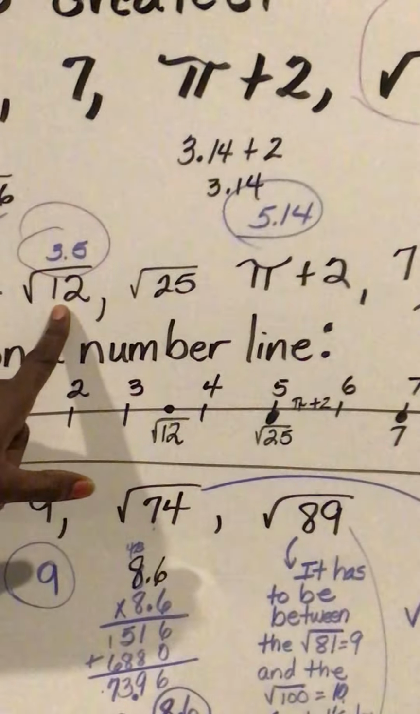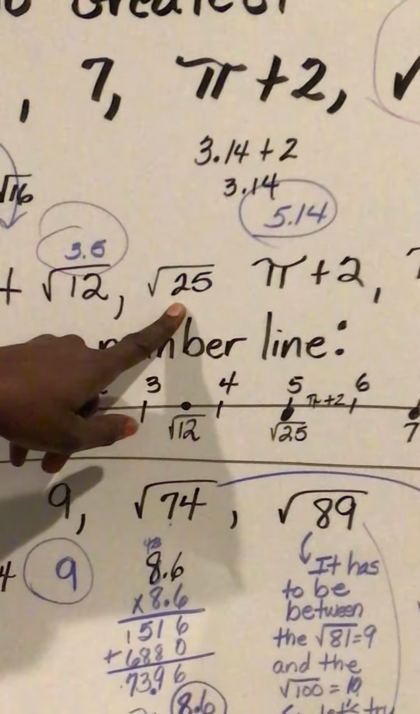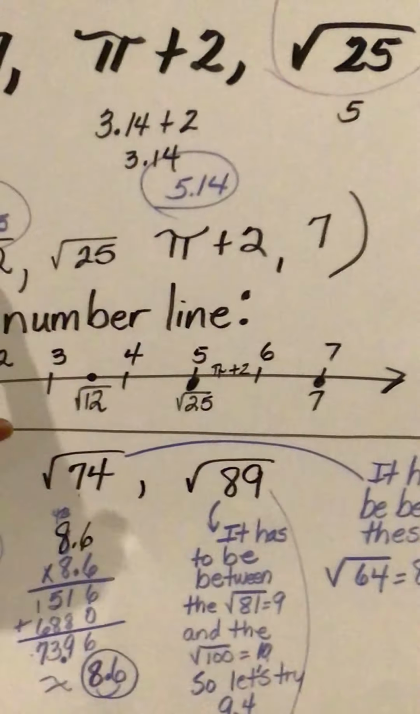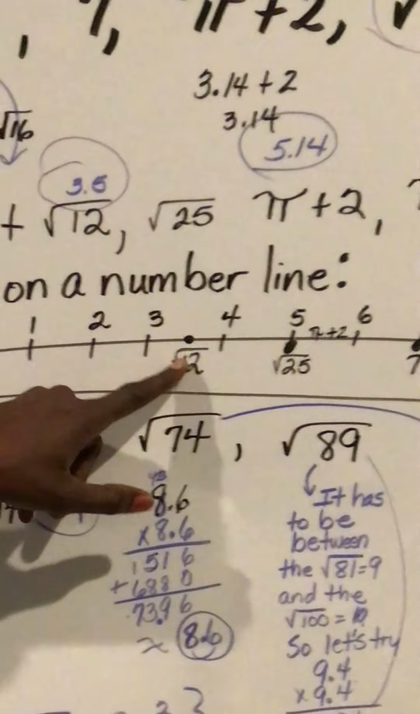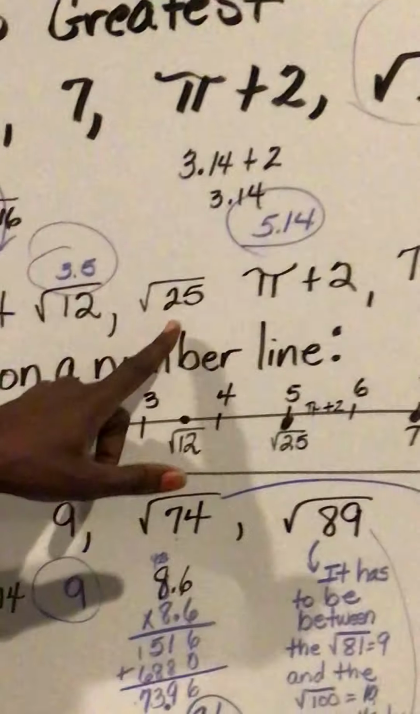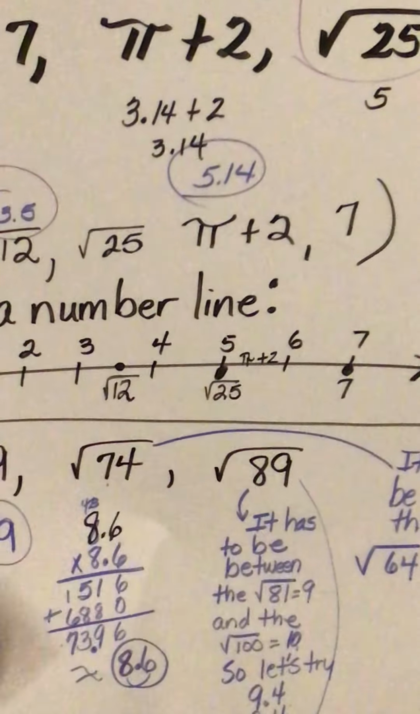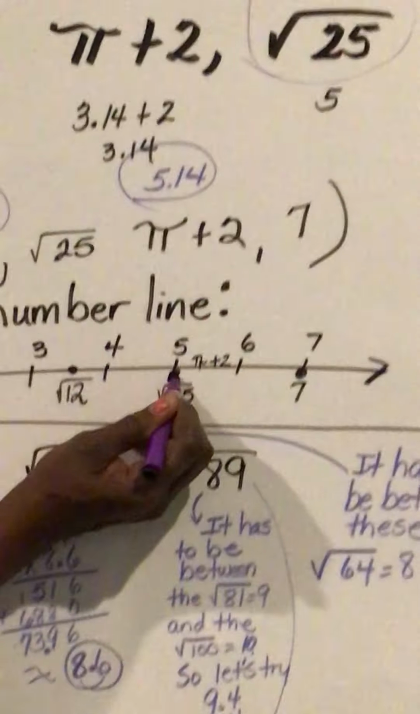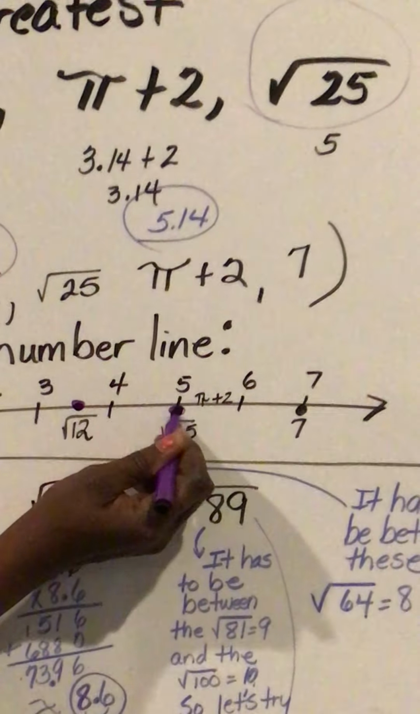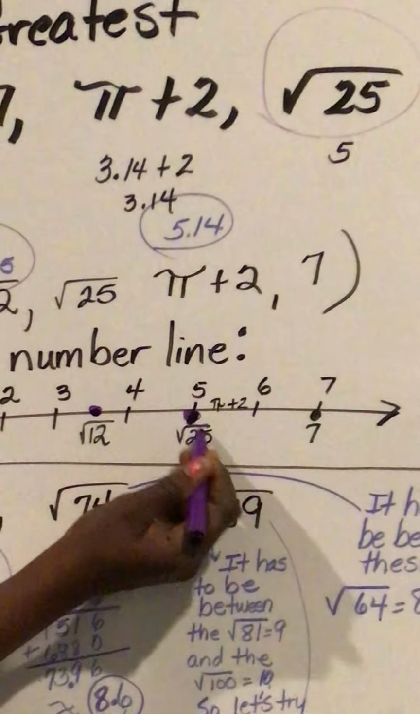So we put 12 here. 25, square root of 25 is 5. So this is the smallest, as you can see. Okay? So the square root of 25 is 5. So I'm going to take my marker and I'm going to put my dot here. And I plotted the square root of 12 here. I plotted the square root of 25 here. And then I wrote square root of 25 is 5.